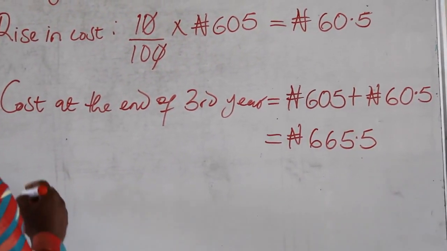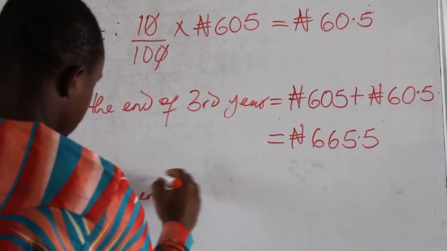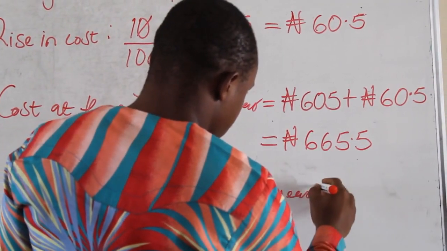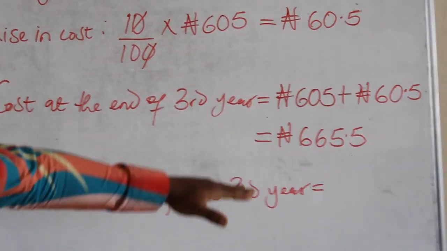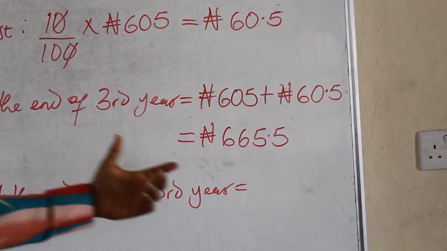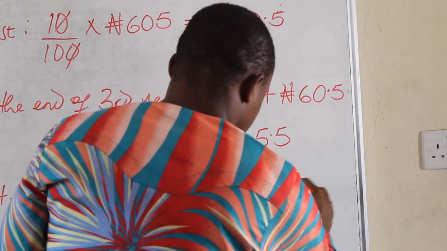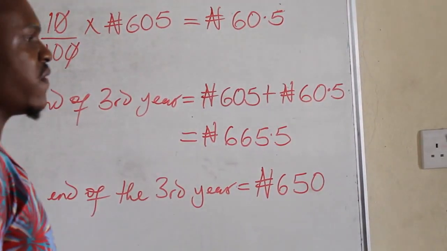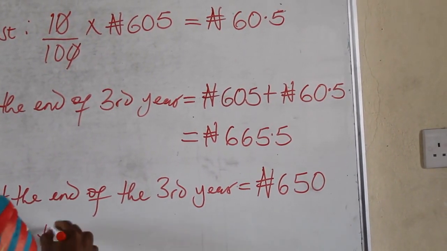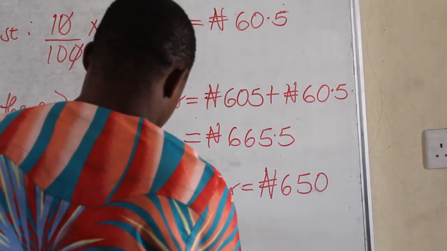The final answer we have is 665 naira 50 kobo. To the nearest 50 naira, that will be 650 naira. So our final answer will be 650 naira for a bucket of Gary, correct to the nearest 50 naira.